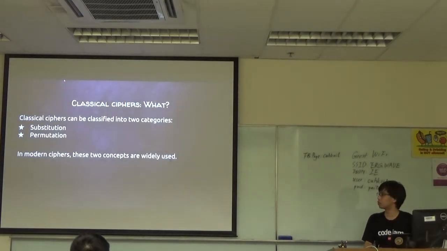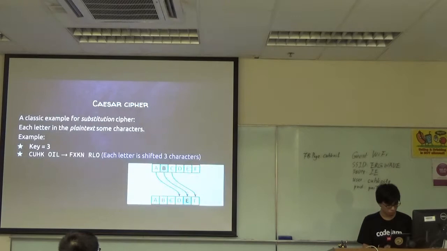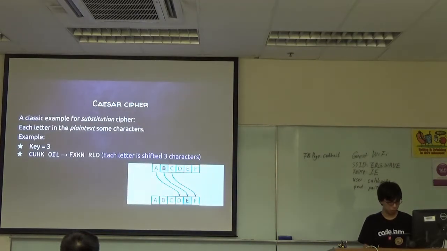So, classical ciphers can be classified into 2 categories, as described: substitution and permutation. These are the 2 main ideas of classical ciphers, and this is also what modern ciphers commonly use nowadays. Those things are very common nowadays. Let me show you some examples.